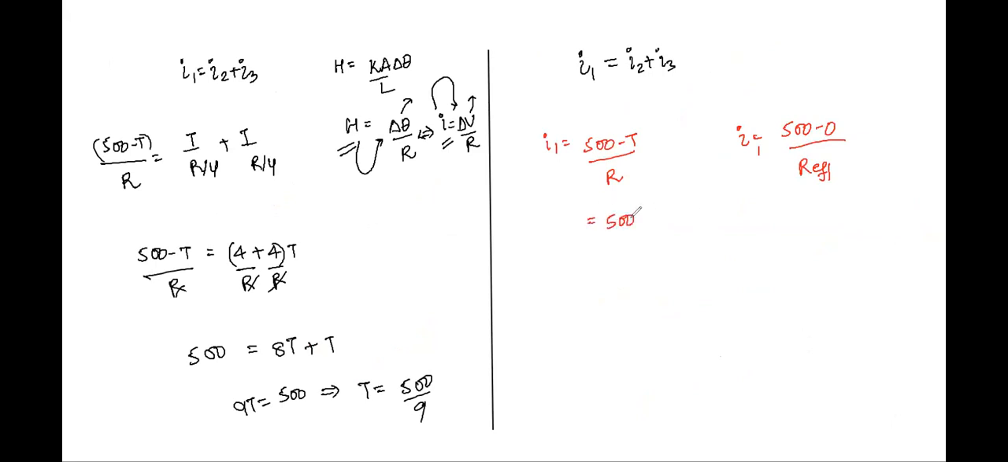So we have 500 minus T. We got T as 500 by 9, right, whole by R. So this is basically 8 by 9 into 500. Let's see if we get the same value of heat current here. So we have 500 upon R effective. R effective came out to be 9R by 8, so we get again 8 by 9 into 500. Yes, absolutely correct.